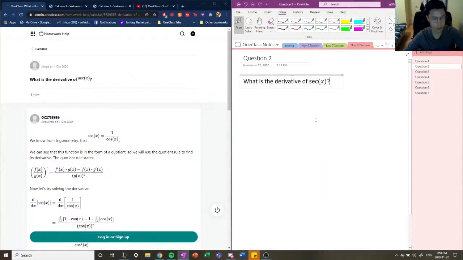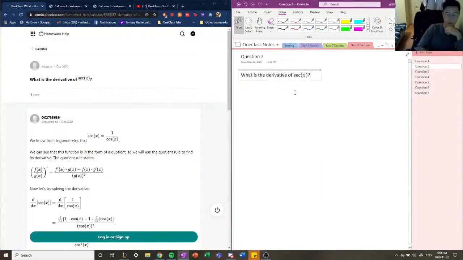All right, so the next question is, what is the derivative of secant of x? Before we even begin, we know that secant of x is just the inverse of cosine, or cos inverse. So secant of x equals 1 over cos x. We're going to use this form for the rest of the derivative.